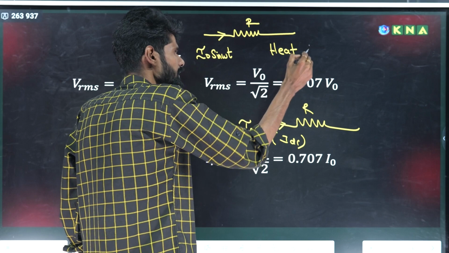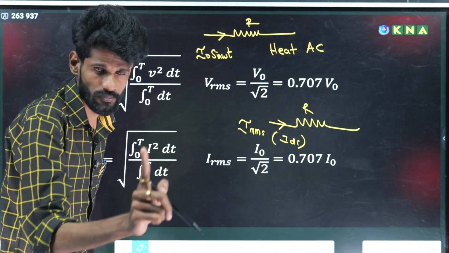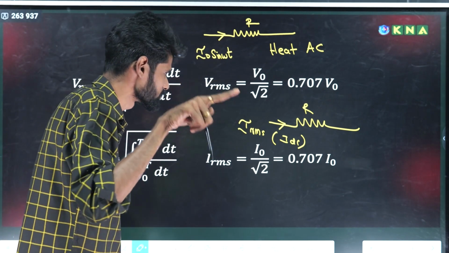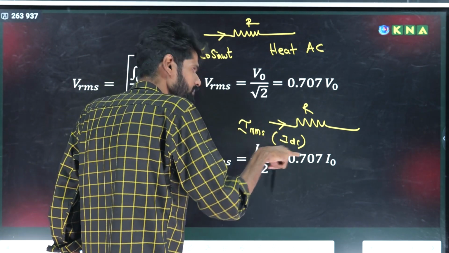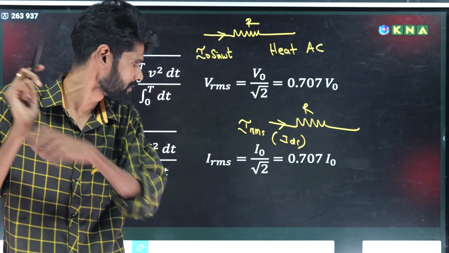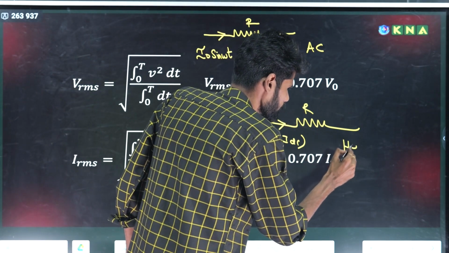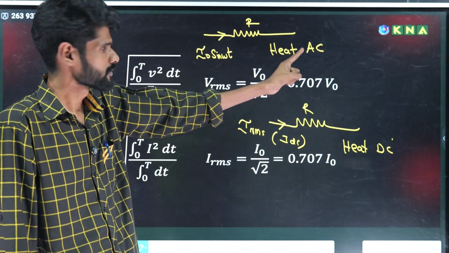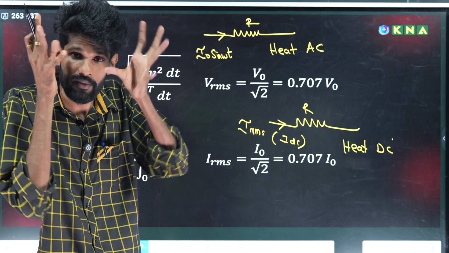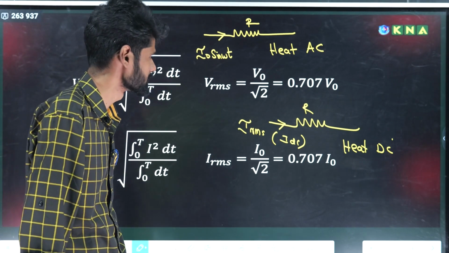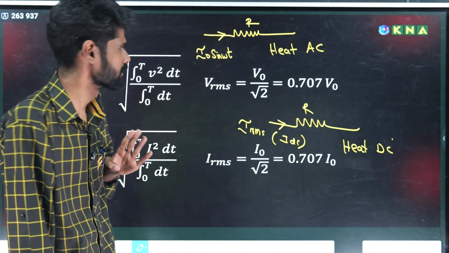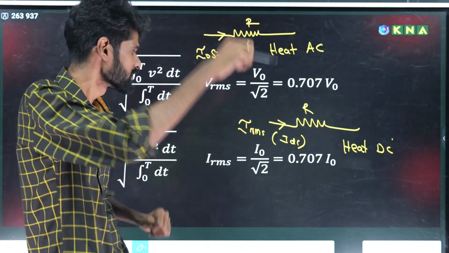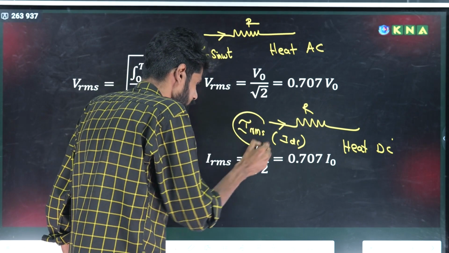First we measure the heat produced by AC for the same resistance for the same time. Then on the same resistance we pass DC for the same time, and find the heat produced by DC. The amount of DC current needed for the same heat production as done by the AC is known as the RMS value of AC current.